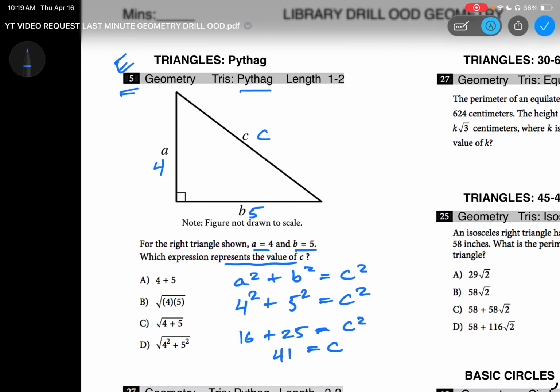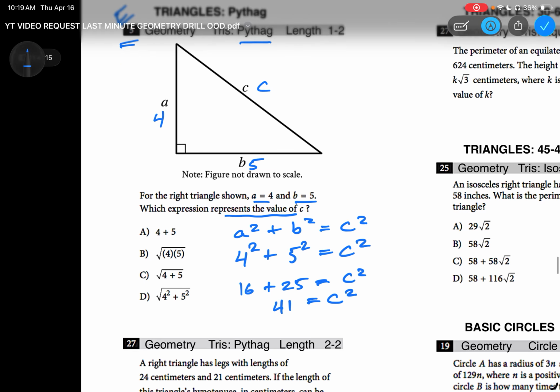41 equals C squared. How do we figure out what C is? We're going to square root both sides. So C would equal radical 41. Then you look at your answer like, dang, I don't have my radical 41. You are moving too fast. Take a look at your answer choice and see what you're dealing with.